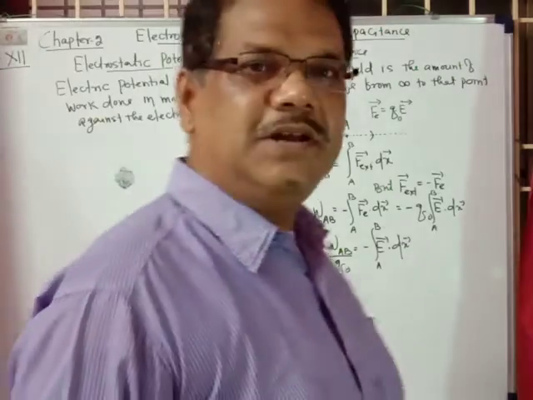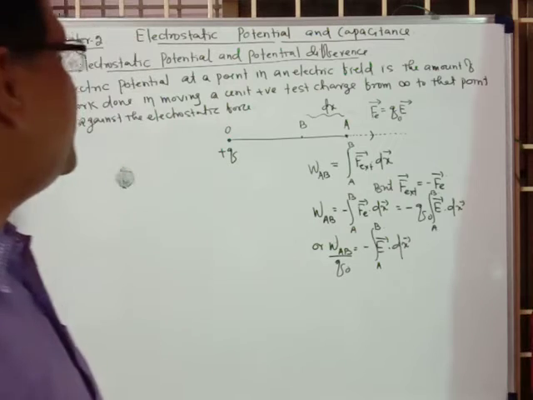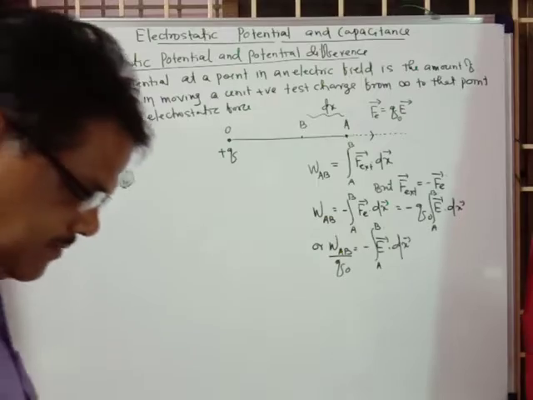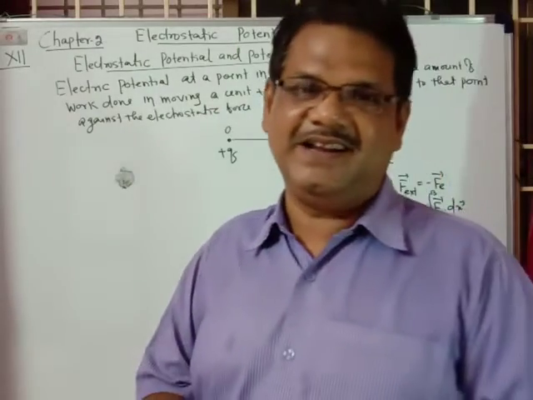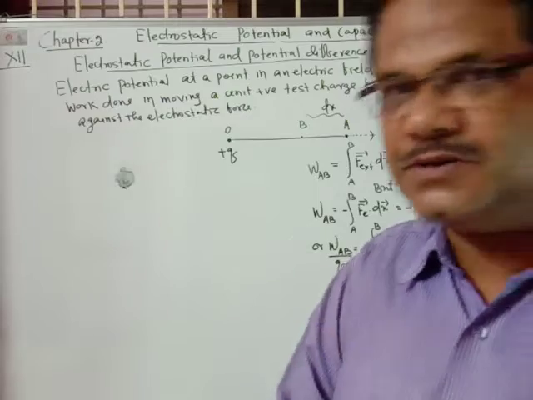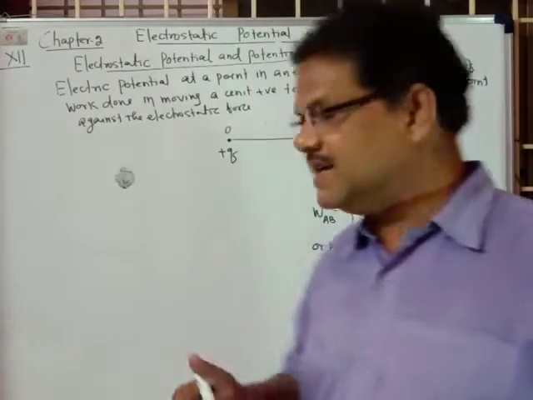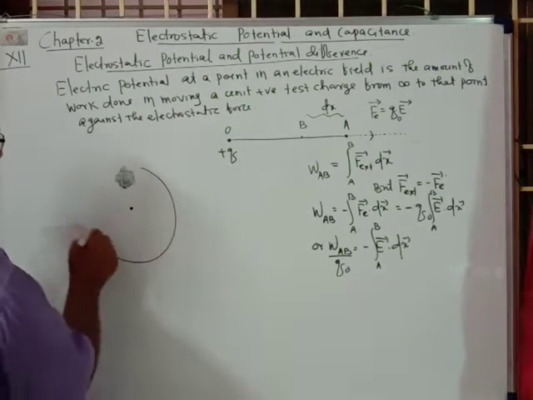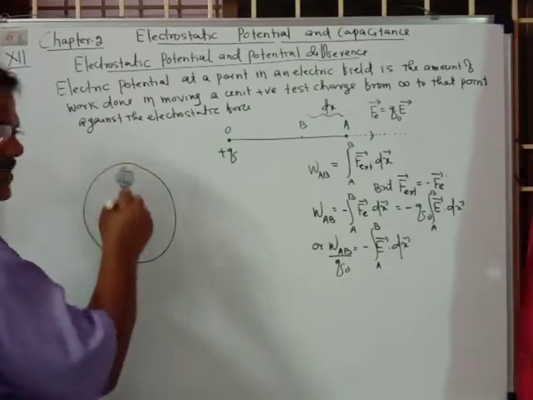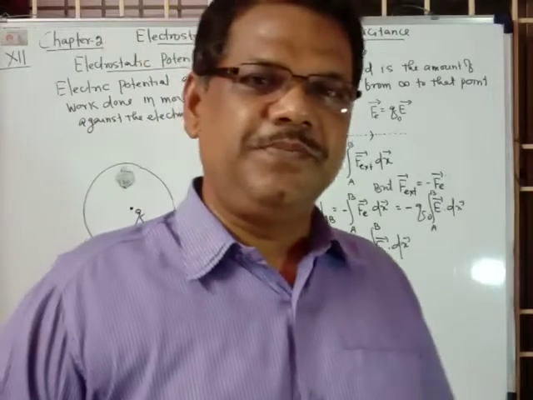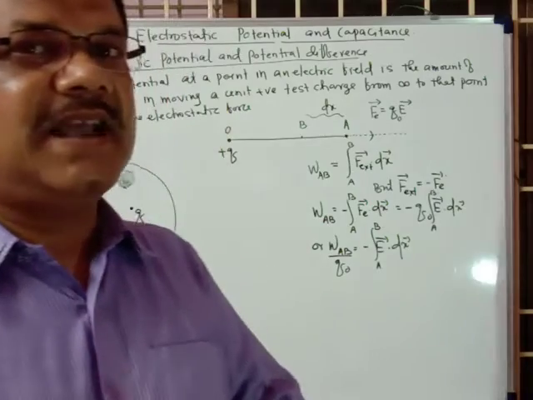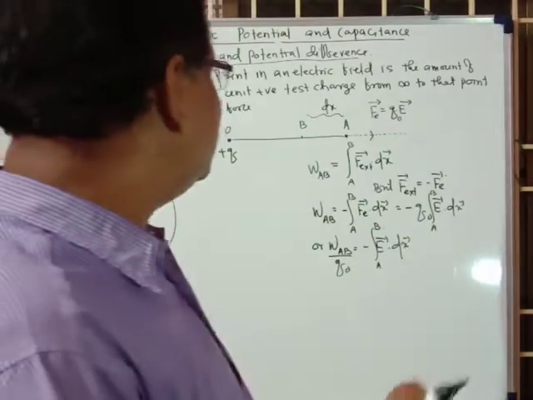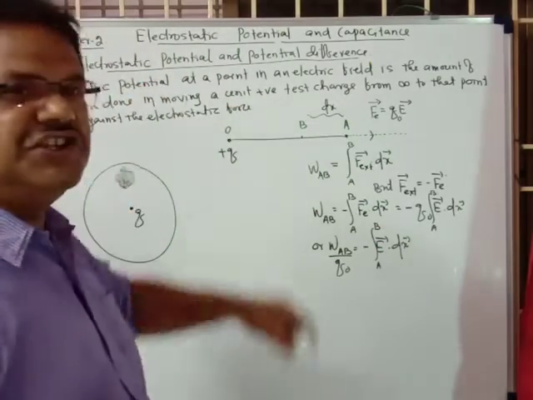In that second chapter we have to discuss electric potential and capacitance, and you must be knowing the electric field. Electric field के बारे में तुम लोग सब जान चुके हैं. Whenever a charge is placed here, an electric field will be created around the charge, and that electric field can be defined by two characteristics. One is the electric field intensity, another is the electric potential.